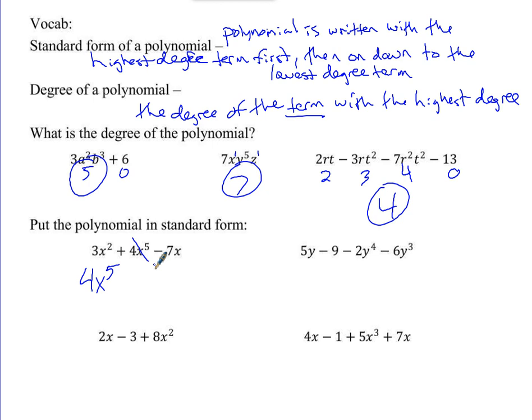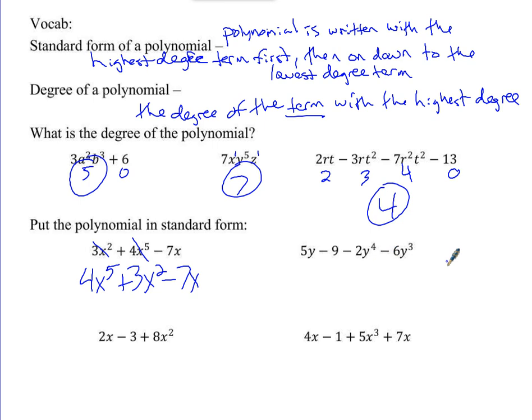So what's the next highest degree term? Yeah, it's this guy right here, the 3x squared. That's a positive 3, even though you don't see a sign, so I have to write plus 3x squared. And that term's gone, and then that sign stays with that last term, minus 7x. Now it's in standard form. What's the degree of that polynomial? 5. What kind of polynomial is that? It's a trinomial. Good.